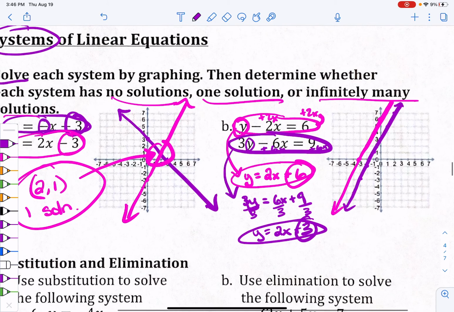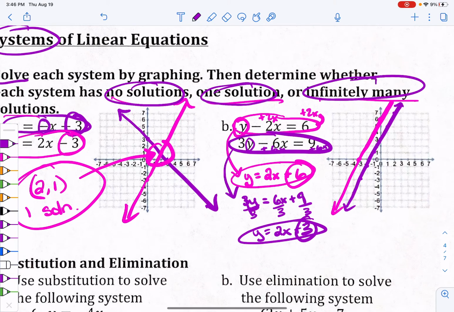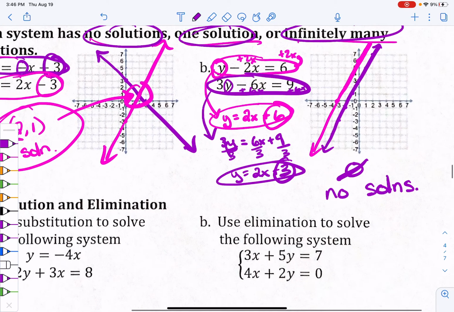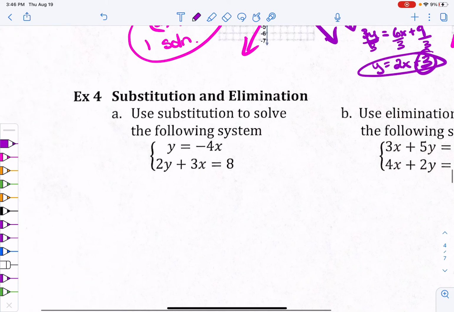The question that it asks here is no solutions, one solution, or infinitely many solutions. If those two lines are parallel, they will have no solutions. So you can either do a circle with a line through it, or you can just say no solutions. They have no solutions because they're not touching each other, okay? So let's move on to the next one where we do substitution, elimination.